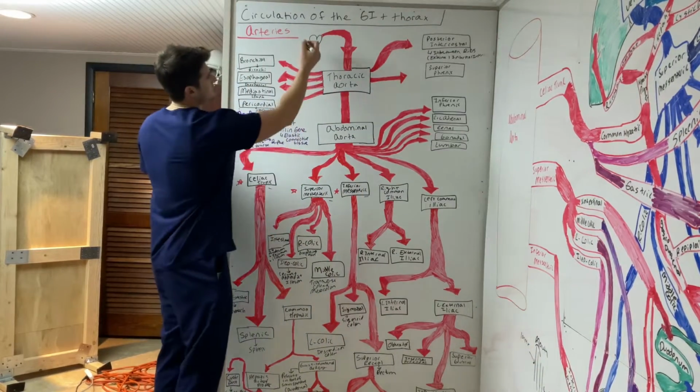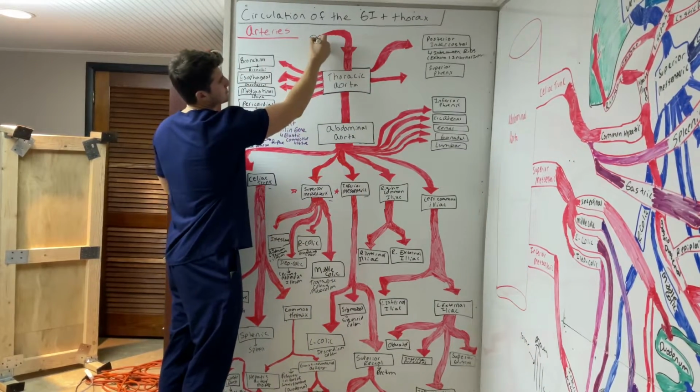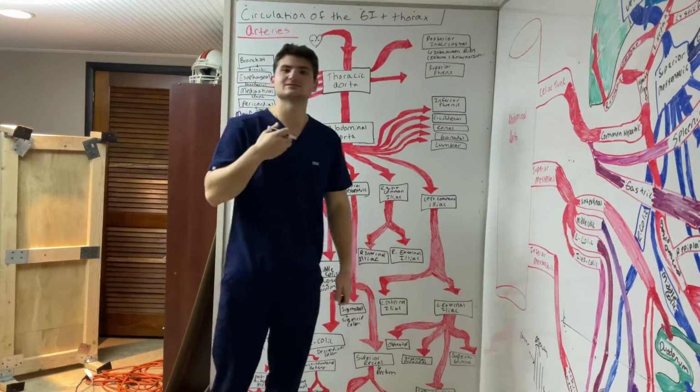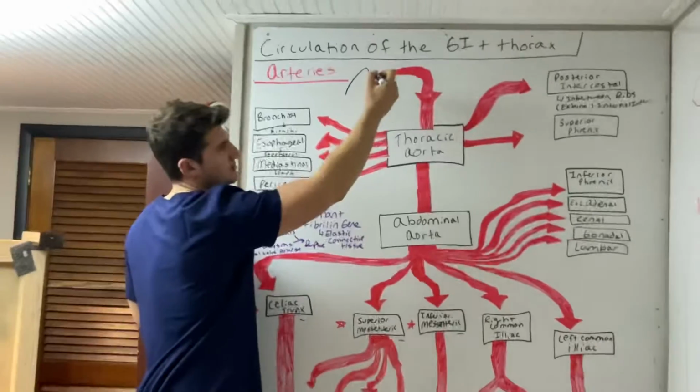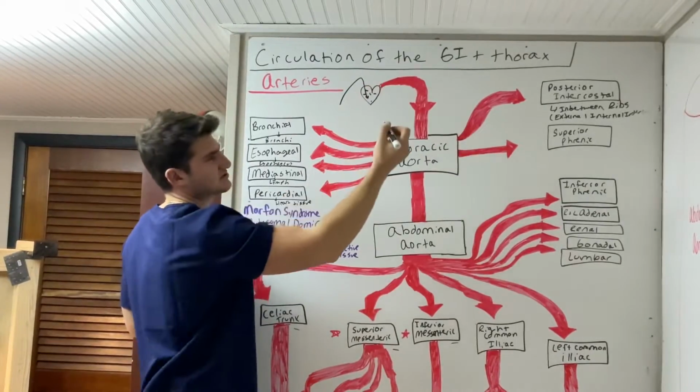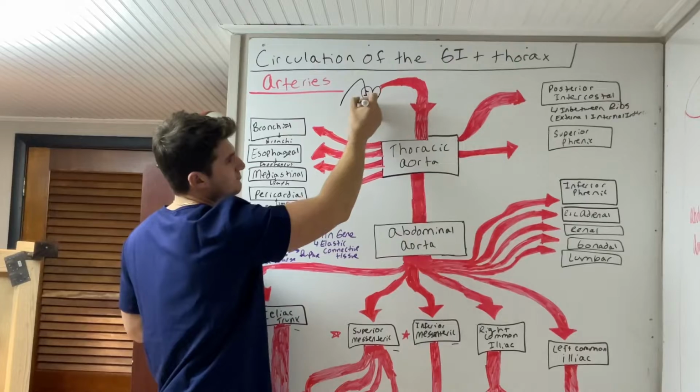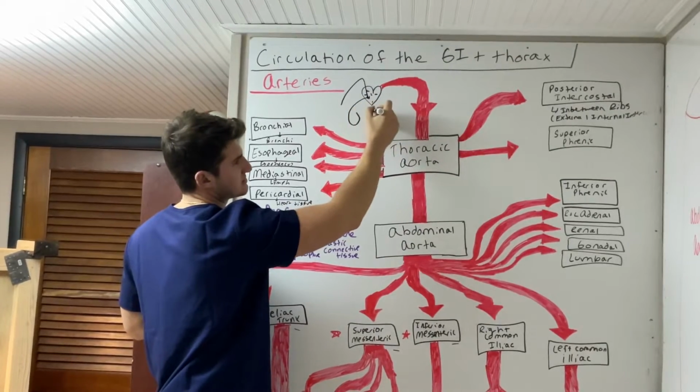So, if we start off in the right atrium of the heart, the right atrium is where? It's in the top right region. The right atrium receives deoxygenated blood and sends it into the right ventricle. From the right ventricle, blood is going to be carried to the lungs.